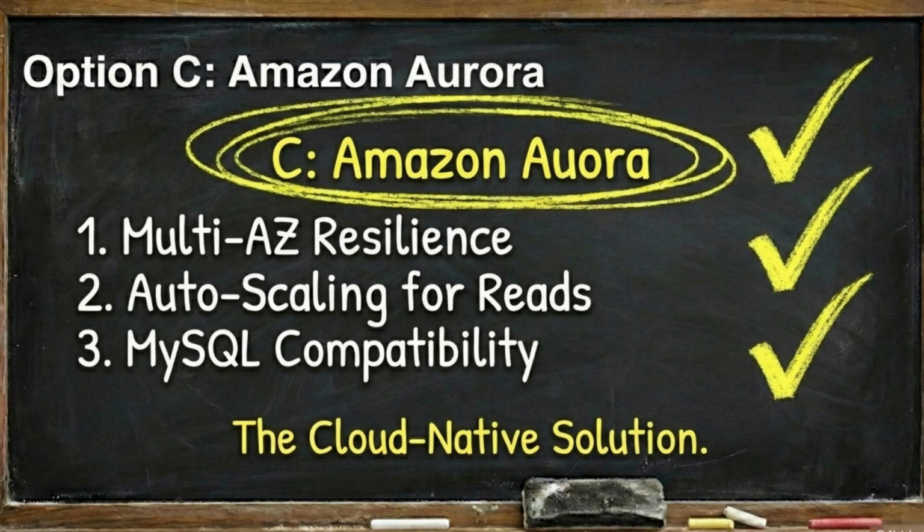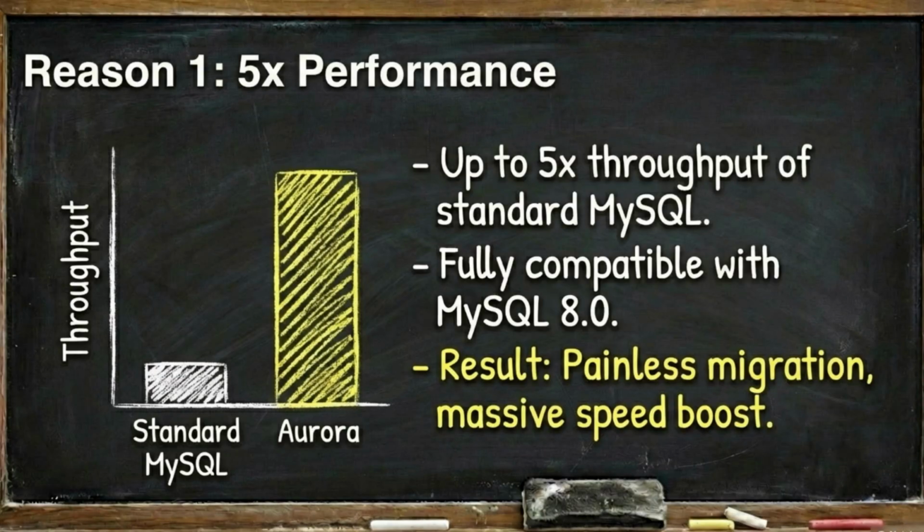And the correct answer is C, Amazon Aurora with multi-AZ deployment and Aurora Auto Scaling. Let's break down why this is the correct approach. First, performance. Aurora isn't just another MySQL. It's MySQL especially redesigned for the cloud. AWS claims up to 5 times better performance compared to standard MySQL on RDS, a huge advantage for high-traffic e-commerce.